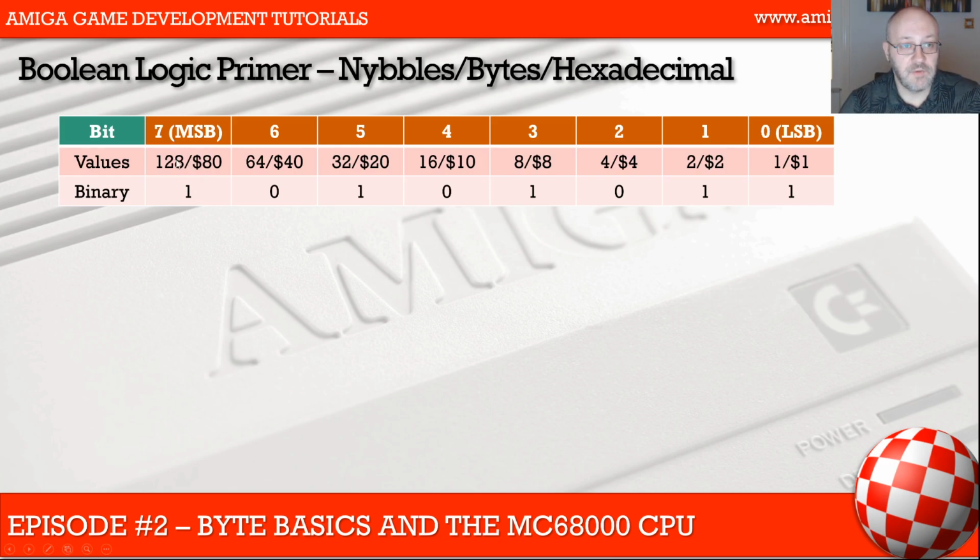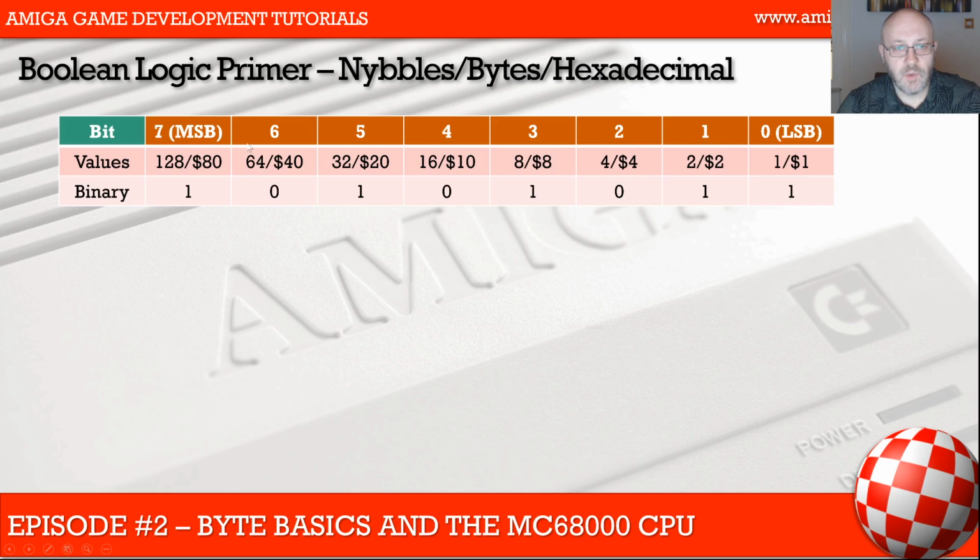Okay, and in this case of a byte, bit number 7, which is the most significant bit, has a value of 128 in decimal, that is base 10, or call it hex 80, which is 128, hex 80 in hexadecimal.